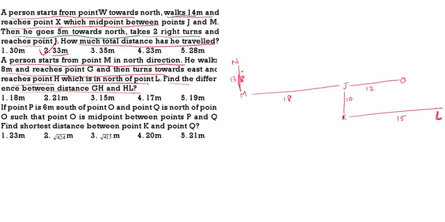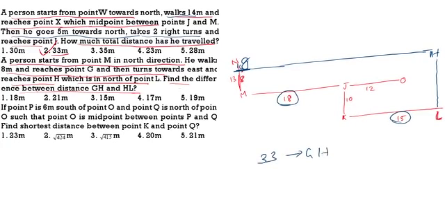Suppose I am taking this as 8 meters. He reaches G. This point is G. And turns east and reaches H. H is to the north of L. Find the difference between GH and HL. So from G to H, what is the distance? This is 18, this is 15, 33. GH will be 33. And HL, what is this distance? This is 13.